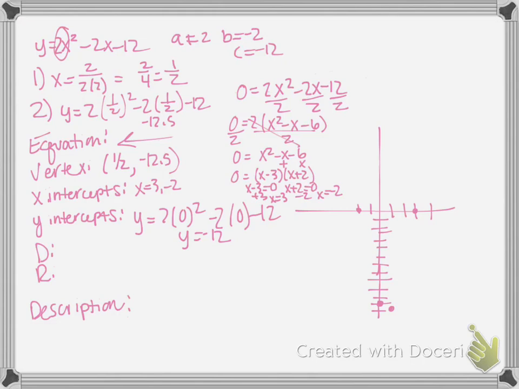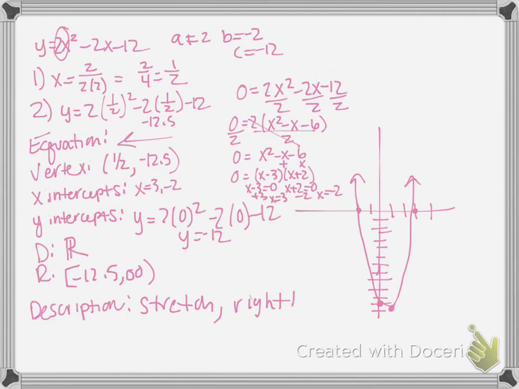And then we're going to build that U. Domain left to right, I'm good with all real numbers. The lowest it goes is negative 12.5, and then it keeps going to infinity. If I look at my vertex equation, I can figure out what my stretching, compressing, and all that is. I erased it. It did have a 2 in the front, so it's going to stretch. It will go right 1/2, and then it will go down 12 1/2 based on the equation that I had written before.